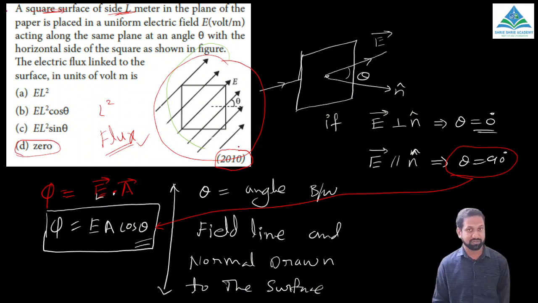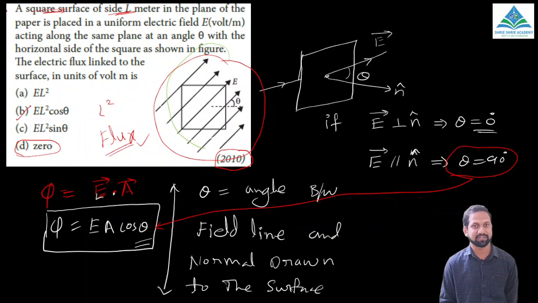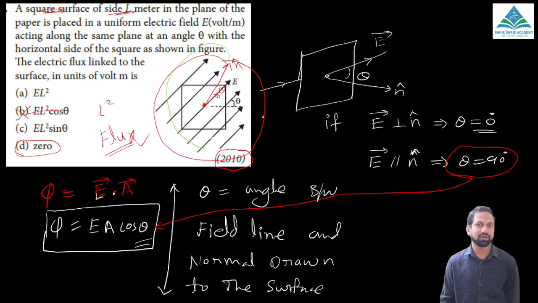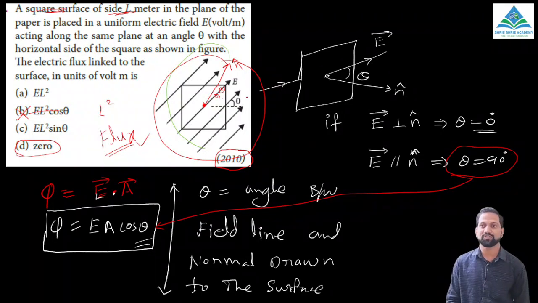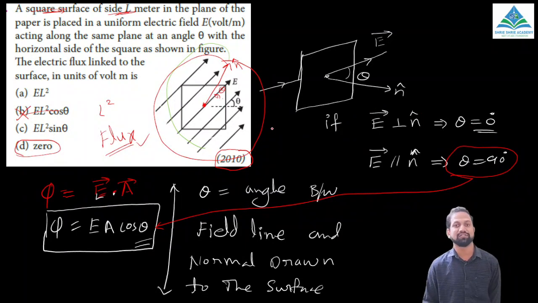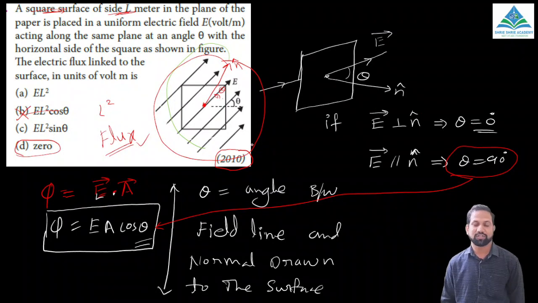99% of the students will consider option B as correct, but that is wrong. Understand? If they had given the normal, if the angle between the normal drawn to the surface and the field is theta, then only option B is correct. The angle is not between the normal and the electric field. The angle is between the tangent and the electric field. So it is 90 degrees actually. So this is how we have to deal with the fluxes.